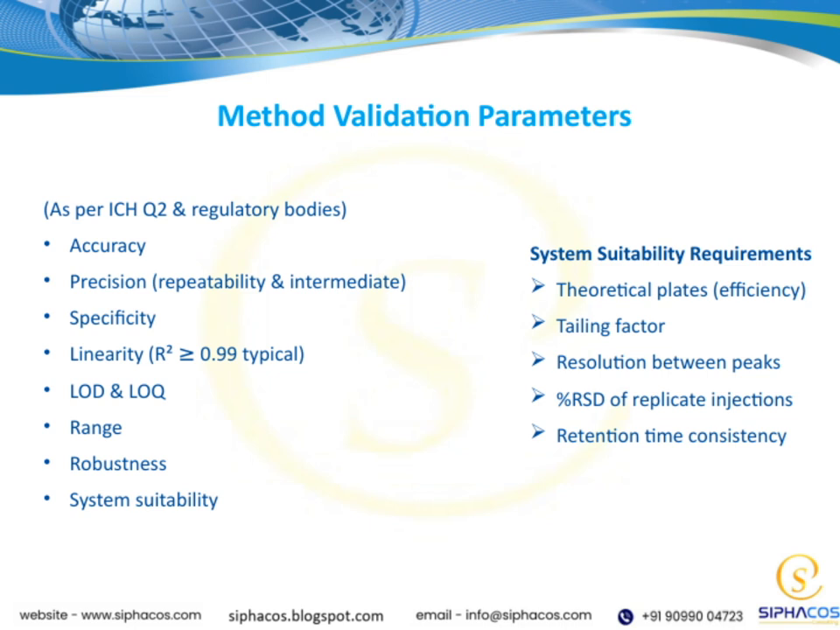First, we consider the theoretical plates, which give us a measure of efficiency. Higher numbers typically indicate better separation. Then, there's the tailing factor, which helps us assess peak symmetry. Ideally, we want it close to 1 for accurate quantification. Resolution between peaks is crucial, especially when analyzing complex mixtures, as it tells us how well 2 peaks are separated.